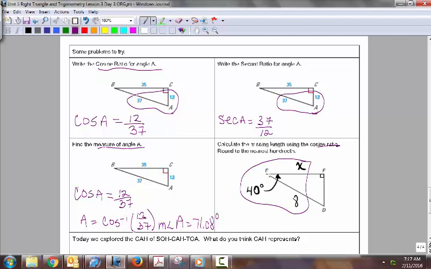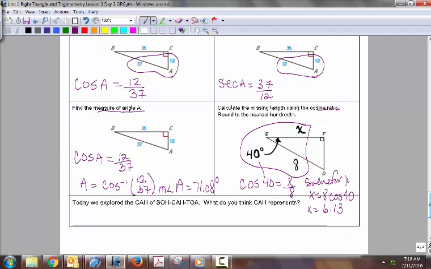The last one here, we're going to use the cosine ratio to find the missing length. This time I'm not going to write cosine of E because I know what the reference angle measures. So I write the cosine of 40 degrees is my side adjacent over the hypotenuse. Solve for x. X is 8 times cosine of 40, which means x is 6.13. That makes sense because it has to be some value smaller than 8. 8 has to be the largest side of the right triangle.